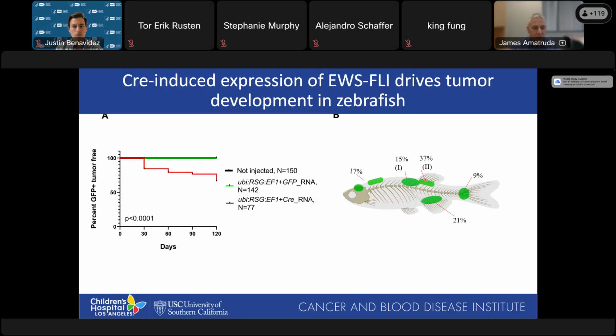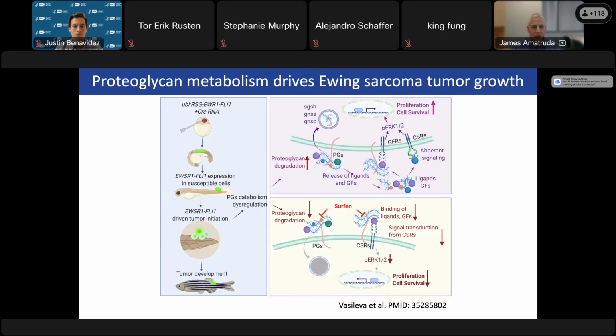And in work I don't have time to talk about today, Elena went on to show through this model that there was a previously unknown role for proteoglycan metabolism as a signaling growth hub driving the progression of Ewing sarcoma tumors, and that this pathway could be targeted by small molecule heparan sulfate proteoglycan inhibitors, leading to shrinkage of tumors in vitro and in vivo. And Elena is further pursuing this work as part of a K99/R00 award from the NCI.